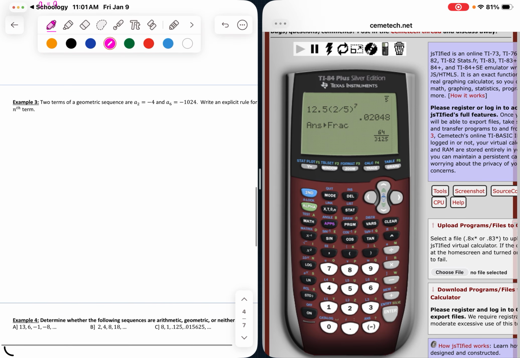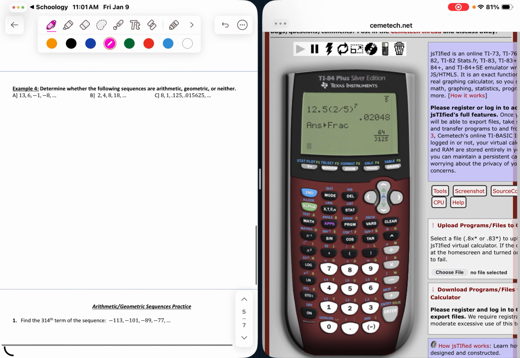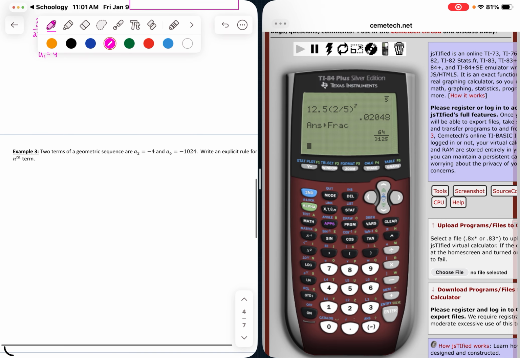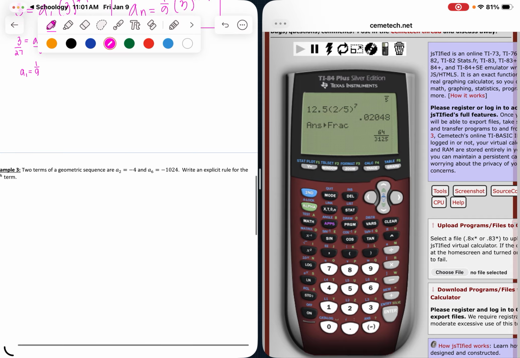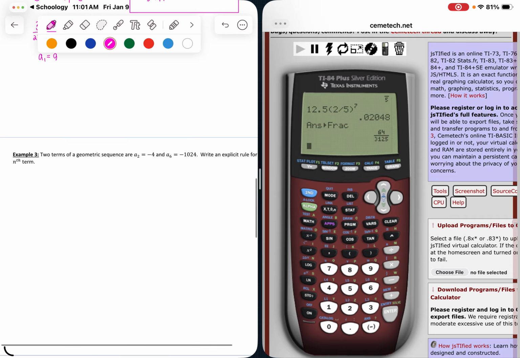All right, the last type of problem, and if you look at the rest of it, it's all just practice. So what I'm going to do after this problem is stop the video, and then you can just check your answers with the key in Schoology, okay? This one here says 2 terms of a geometric sequence are, the second term's -4 and the sixth term's -1024. Write an explicit rule for the nth term.